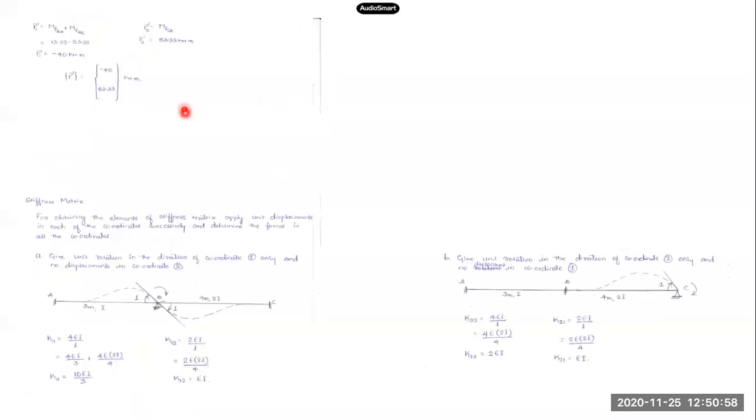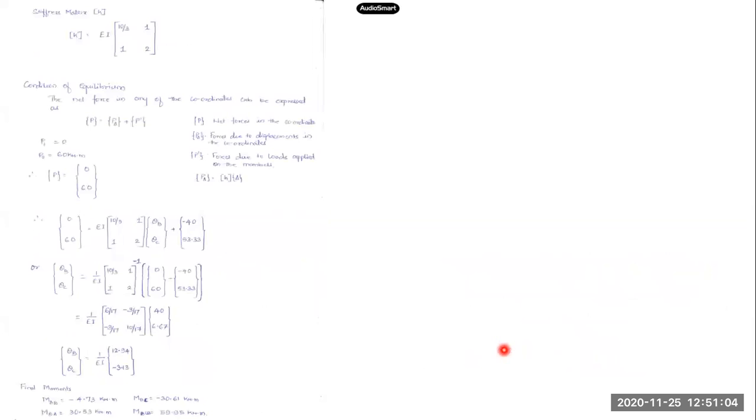So K11 is 10 over 3 EI, and K12 is simply EI. EI is kept outside as a constant, so this will be 1. K21 was also equal to EI, so here 1 will come. K22 was 2EI, so 2. So this will be my stiffness matrix here. These elements, 10 by 3, 1, 1, and 2, have been arranged over here in the stiffness matrix.